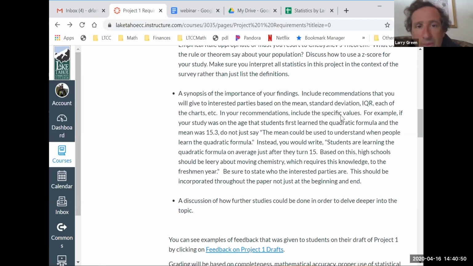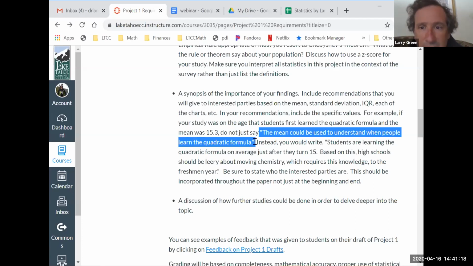Okay, so don't just give vague recommendations. If your recommendation doesn't include the number you're talking about, and you're not using that number, then it's not a good recommendation. So an example I've got, let's suppose your study was on the age that students first learn the quadratic formula, and the mean was 15.3. Here's what you shouldn't say. Don't just say the mean could be used to understand when people learn the quadratic formula. Because notice that doesn't use 15.3.